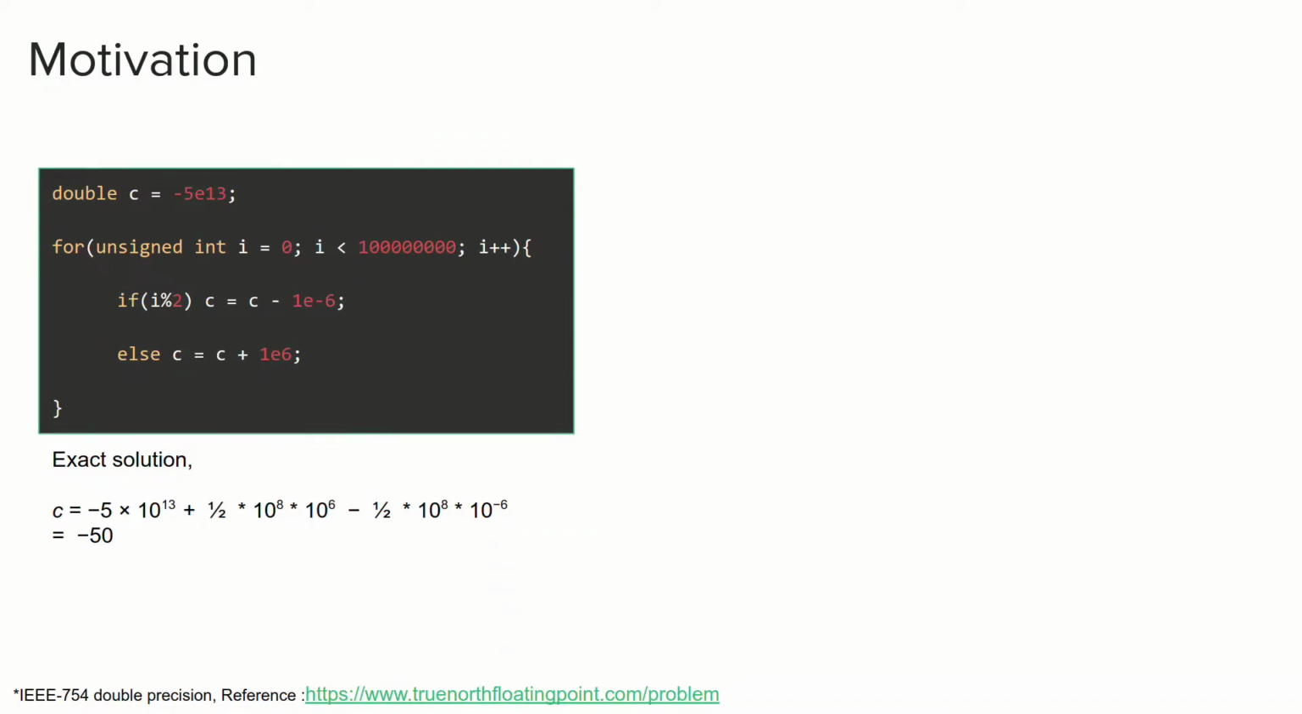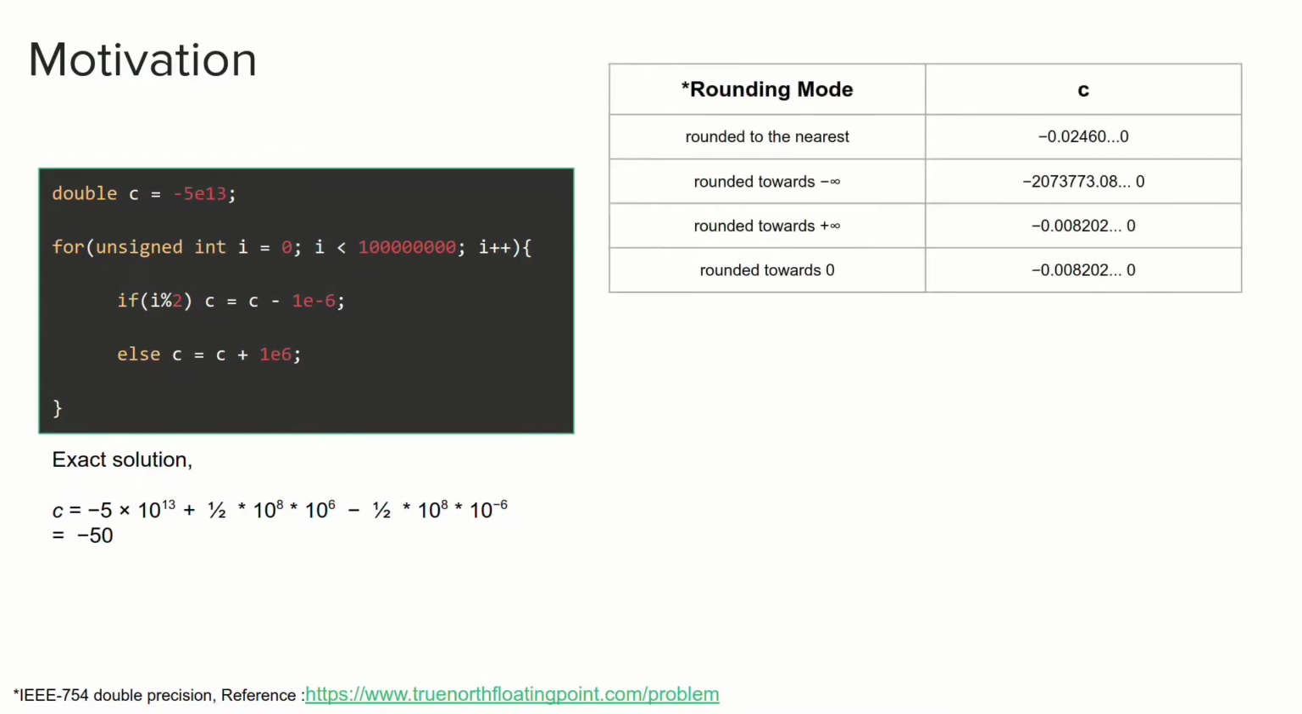However, in reality, when you actually execute this, it's very, very different. And it changes with the rounding mode as well. If you round to the nearest, you get a completely different answer than if you were to, say, round towards 0. And you can probably tell that these answers are nowhere near the answer that we should actually be getting, which is minus 50. They're all extremely inaccurate. And you might say, okay, this is just a simple program and this might not happen in real life, but you'd actually be very surprised.